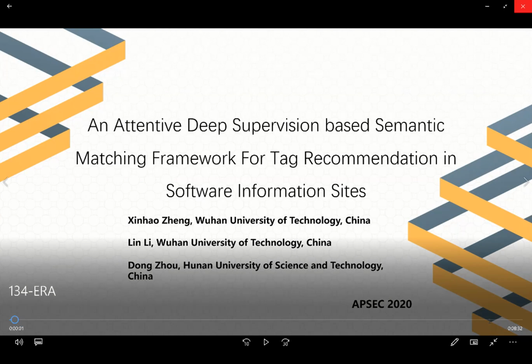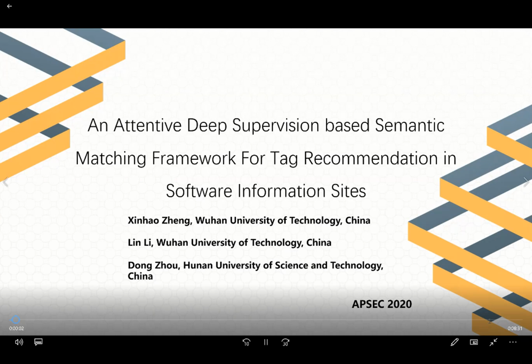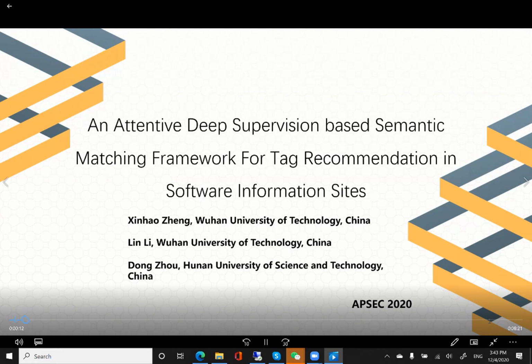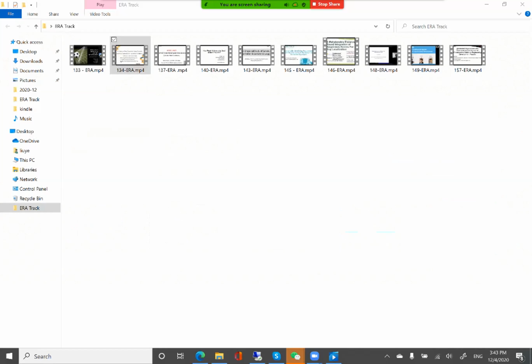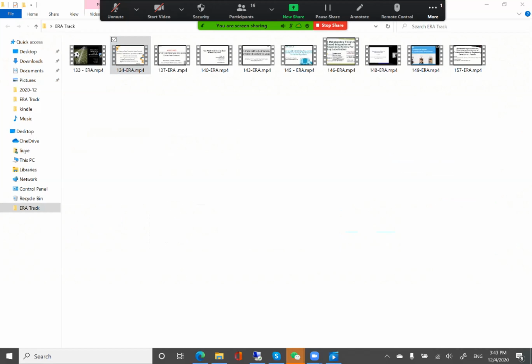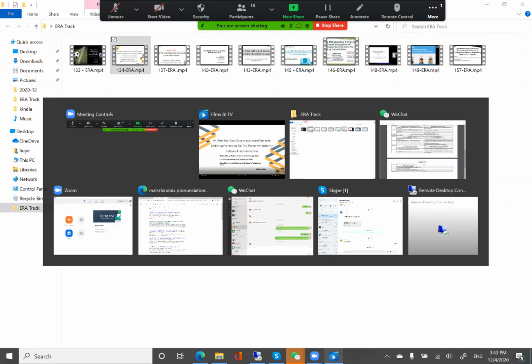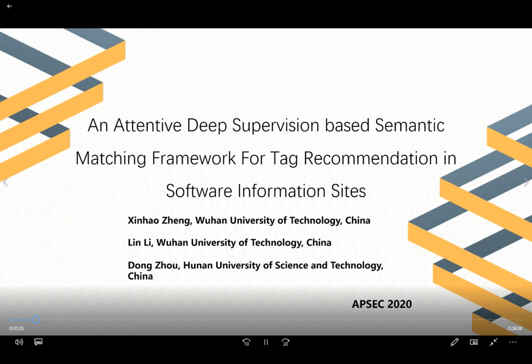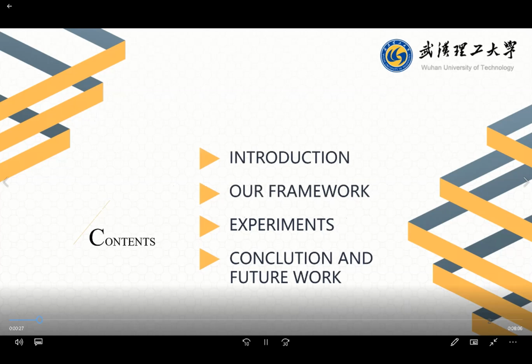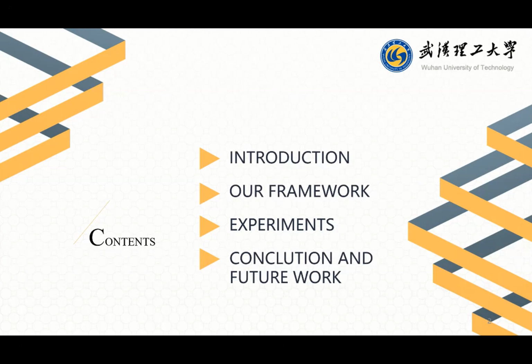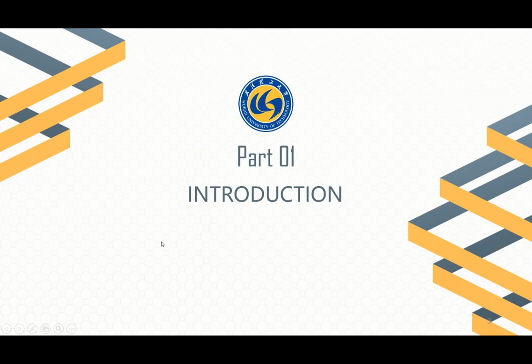Everyone, I'm Zheng Xinghao, and I am from Wuhan University of Technology. Today, I will present our paper, an attentive deep supervision-based semantic matching framework for tag recommendation in software information sites. The paper is divided into the following 4 parts. Part 1, Introduction.